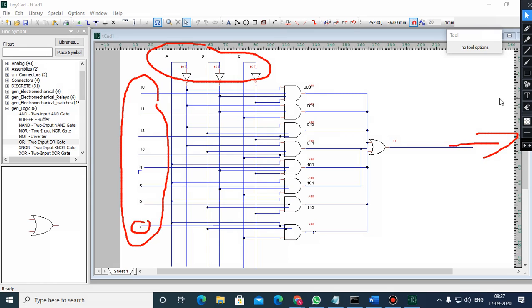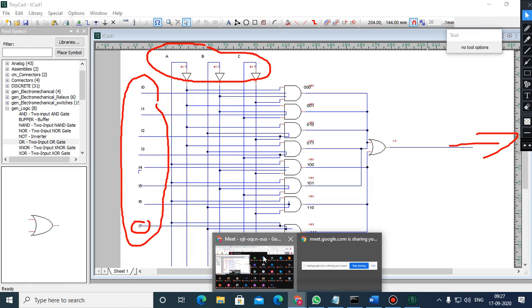So like decoder, you have to design and then you have to connect the input lines, and one more additional OR gate will be there, and further a single output line you have to draw. That's it. Yes.